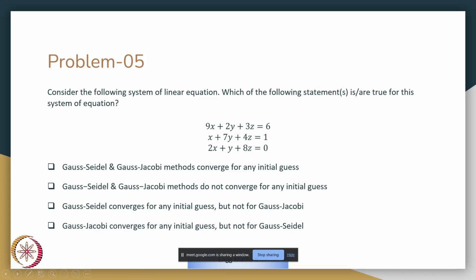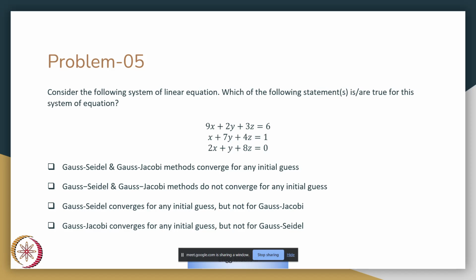Next, we have a problem which asks about convergence of iterative methods. We are given a system of linear equations and we are asked to determine which of the following statements given below are true. If you go through the statements, they essentially say that Gauss-Seidel and Jacobi methods either converge for all cases or do not converge for any cases, or Gauss-Seidel converges but not Gauss-Jacobi, or the other way around. So we have to establish convergence of both the Gauss-Seidel and Gauss-Jacobi methods.